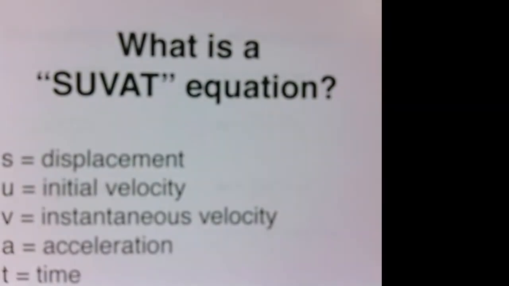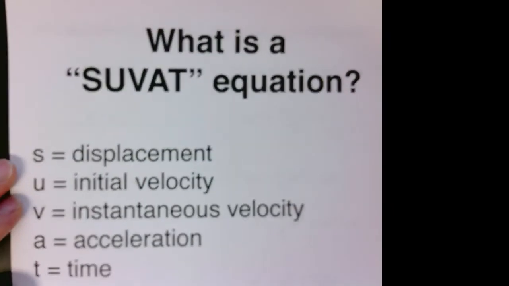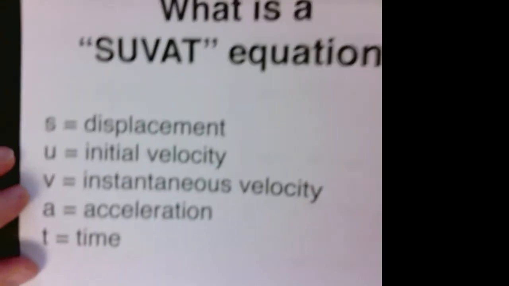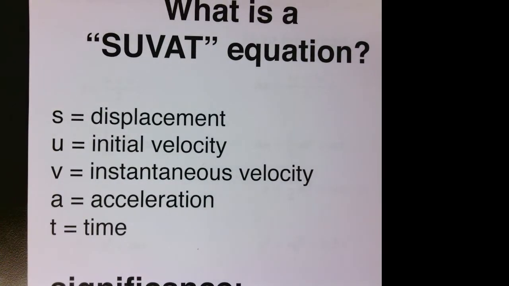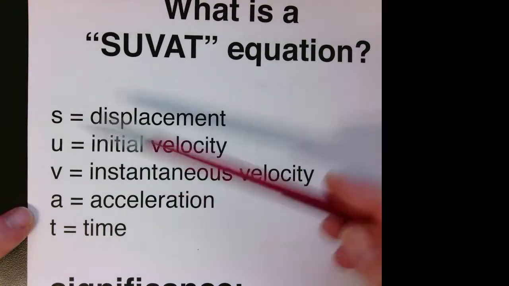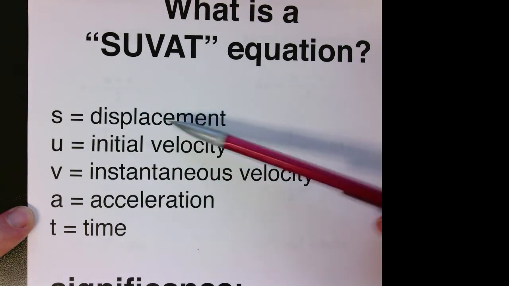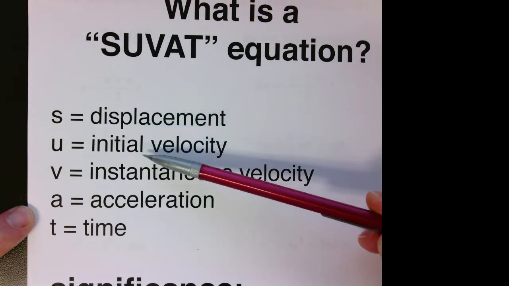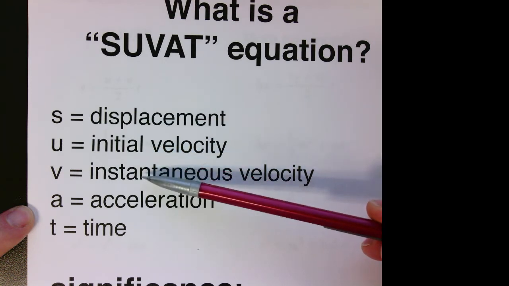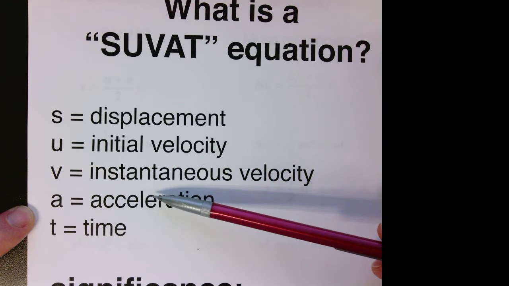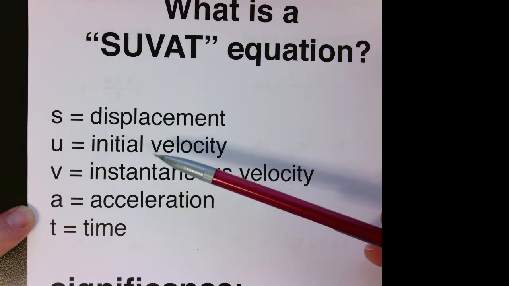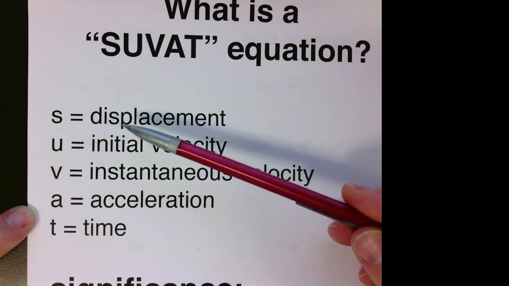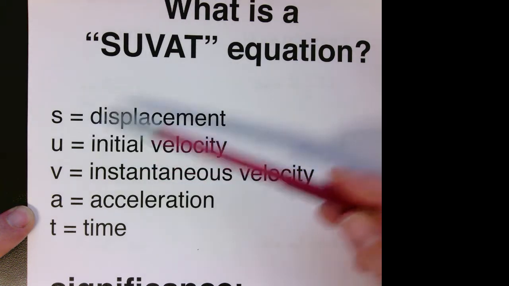What exactly is a SUVAT equation? A SUVAT equation is an equation that involves these variables: displacement, given as s, initial velocity, which is given as u, v, instantaneous velocity, a, acceleration, and t, time. The only one of these that should be new at this point is defining displacement as s.